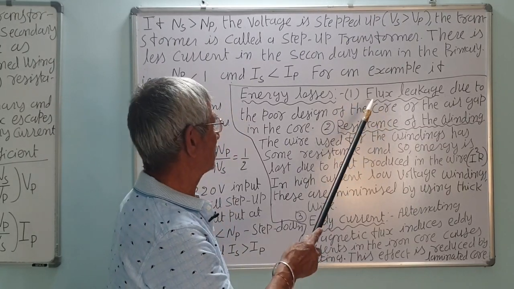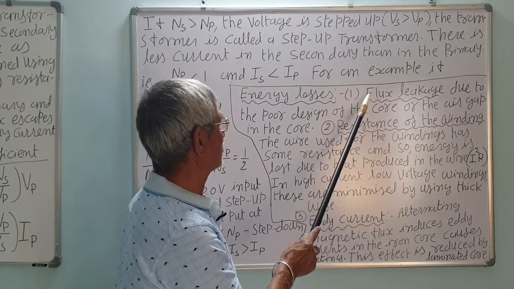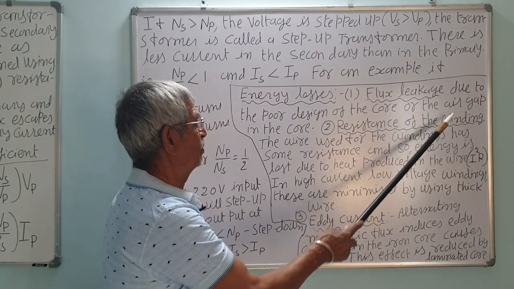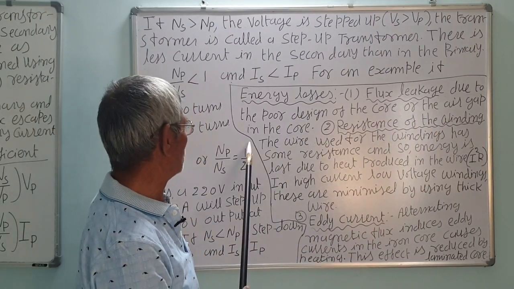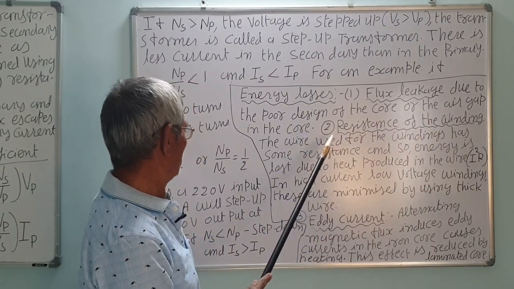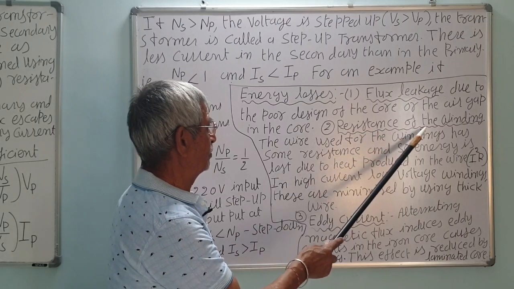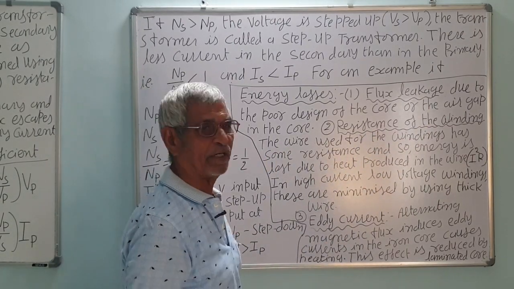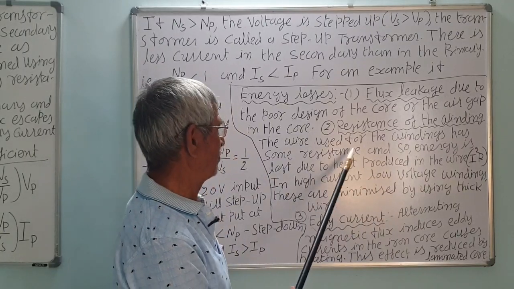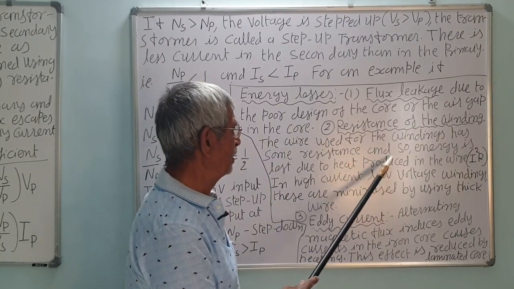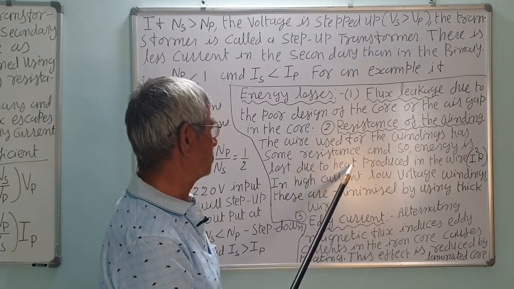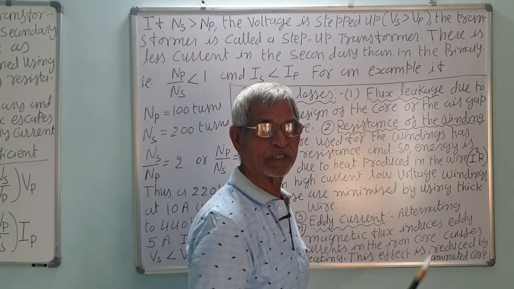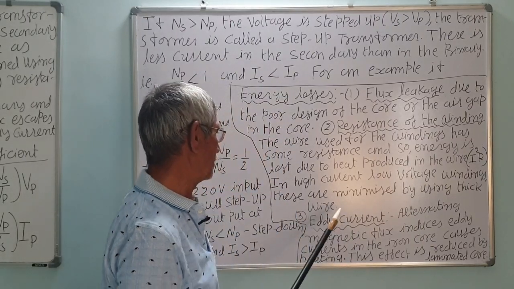Now energy losses. We have made some assumptions, but actually it is not an ideal transformer, it is realistic, and there is some flux leakage. Flux leakage is due to the poor design of the core or an air gap in the core. Correct? The resistance of the winding: the wire used for windings has some resistance. It is a copper coil, it has some resistance, and so energy is lost due to the heat produced. That heat is produced by Joule's heating, that is I square R, we know Joule's heating.